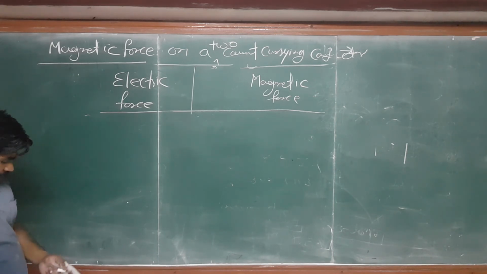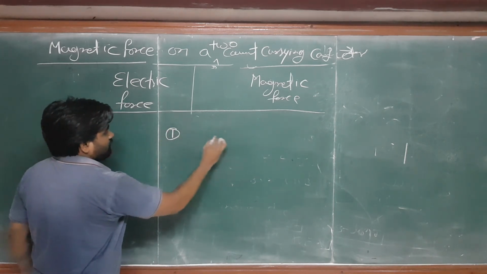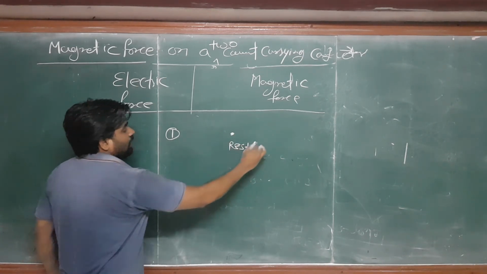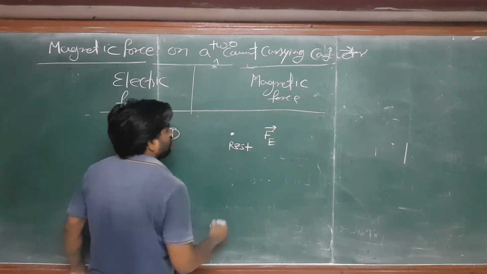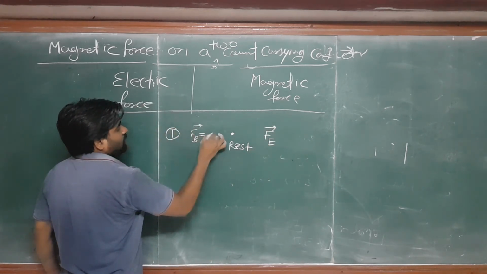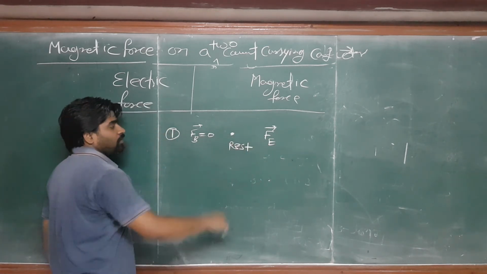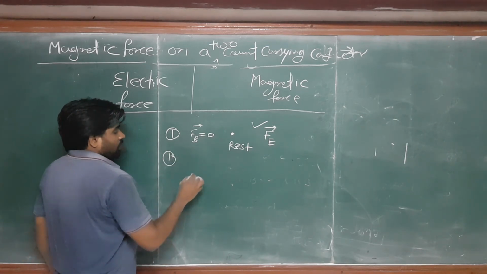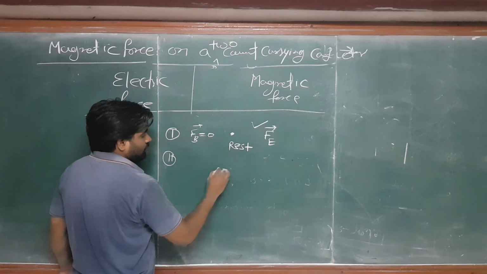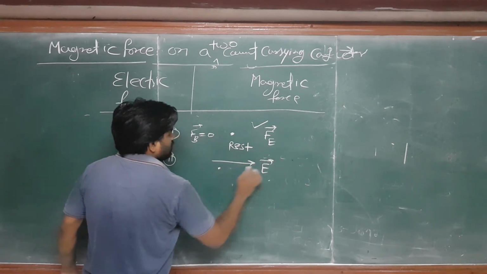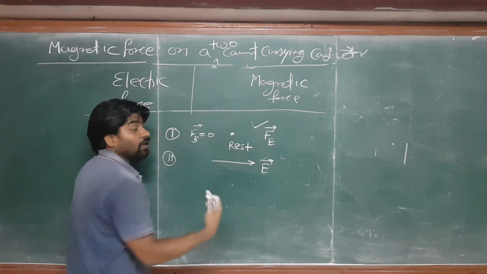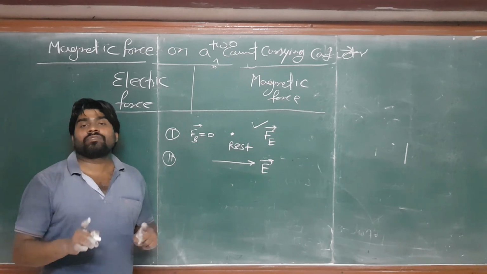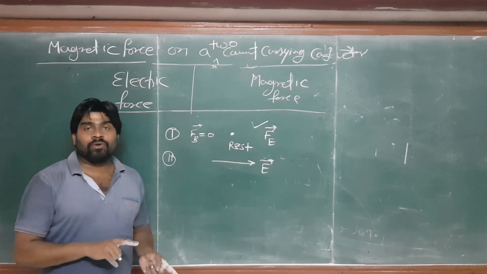The major and special case is if the charge is at rest: the electric force can work and the magnetic force would be 0. That means at rest only the electric force works and the magnetic force would be 0. Point number 2, if this charged particle comes inside the electric field, only the electric force works and the magnetic force would be 0. If this charged particle comes in the magnetic field, only the magnetic force will work and the electric force would be 0.